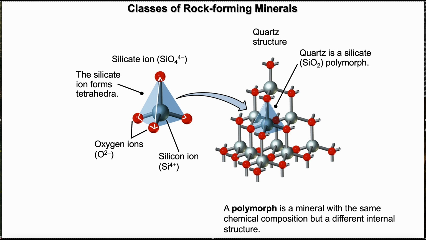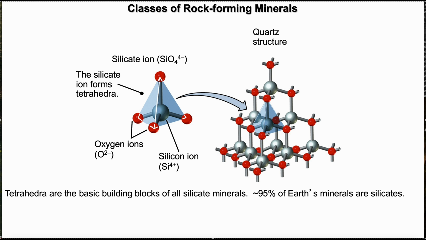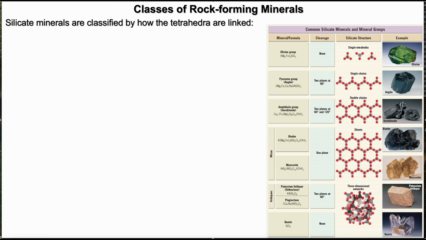A polymorph, in turn, is a mineral with the same chemical composition but a different internal structure. So the way these are organized relative to one another is going to determine the particular polymorph of SiO2. Tetrahedra are the basic building blocks of all silicate minerals. Approximately 95% of Earth's minerals are silicates. So it's very likely that when you pick up a rock anywhere on Earth, it's going to be a silicate. 95 chances out of 100, it should be a silicate.